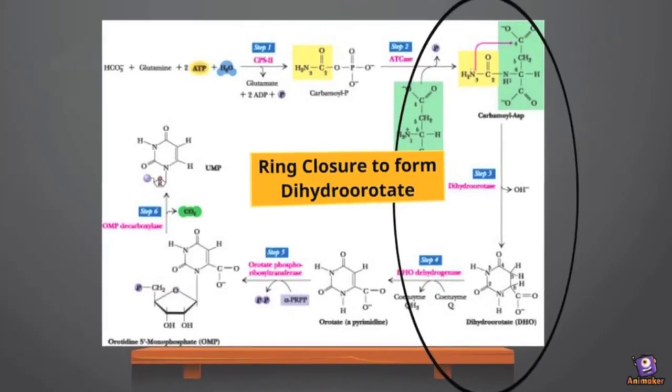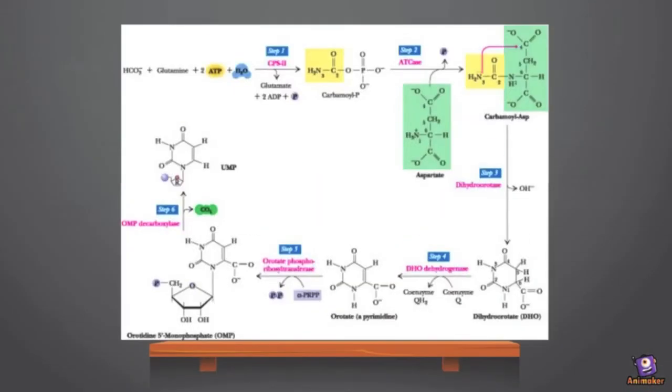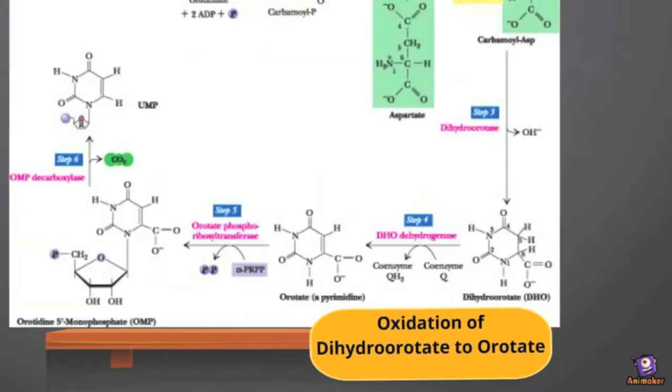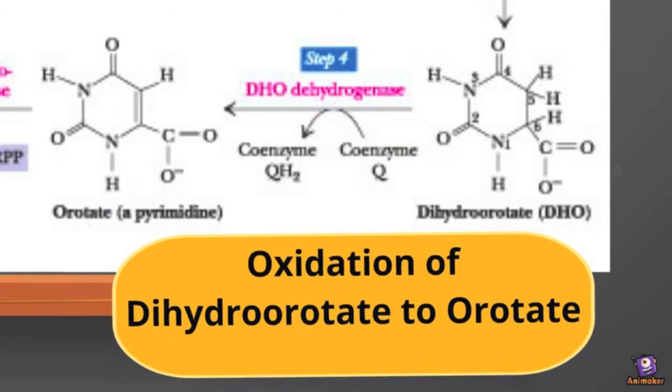Step 3 is the closure of the ring to form dihydroorotate by the enzyme dihydroorotase. As you can see, water is released in this step. Step 4 will be the oxidation of dihydroorotate to orotate by the enzyme dihydroorotate dehydrogenase. This step is an irreversible reaction with the formation of the first pyrimidine ring, the orotate.